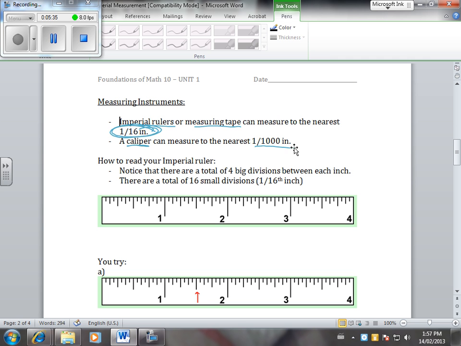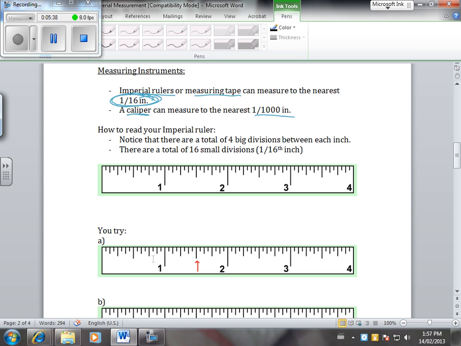So how to read your imperial ruler. Most rulers here in Canada have both imperial and SI on it, so a lot of the times you'll have a ruler with inches and centimeters. Notice on your ruler here, there are a total of 4 big divisions between each inch, and then there are 16 small divisions. So you have 1, 2, 3, 4, 5, 6, 7, 8, 9, 10, 11, 12, 13, 14, 15, 16, and you have 4 bigger ones, 1, 2, 3, 4. That's because we divide into 1/16 of an inch, so we have to divide it into 16.